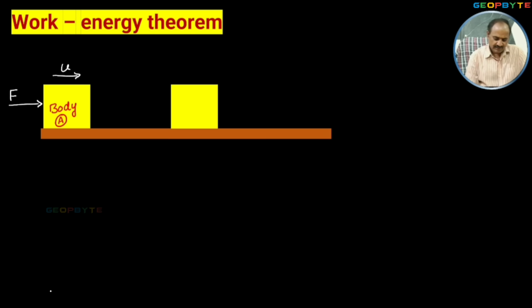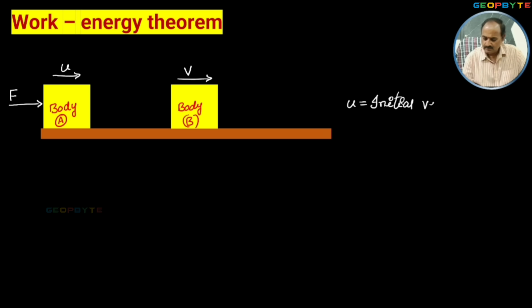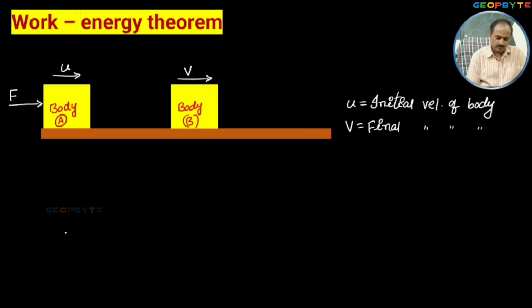Then look at the final position of the body. The same body is available at B. At B, the body is maintaining the velocity equal to V. That means here u equals the initial velocity of the body, and v equals the final velocity of the body.